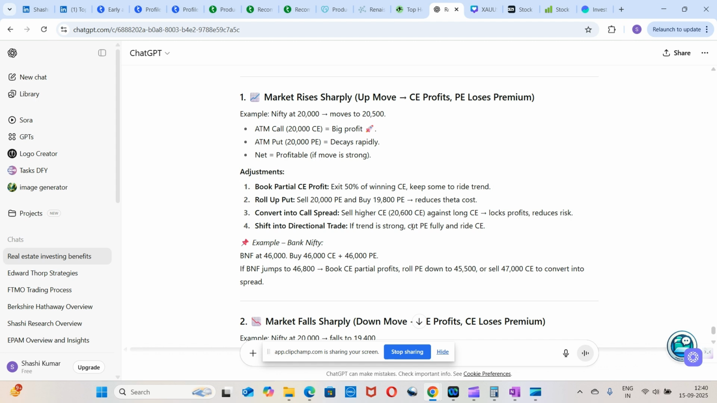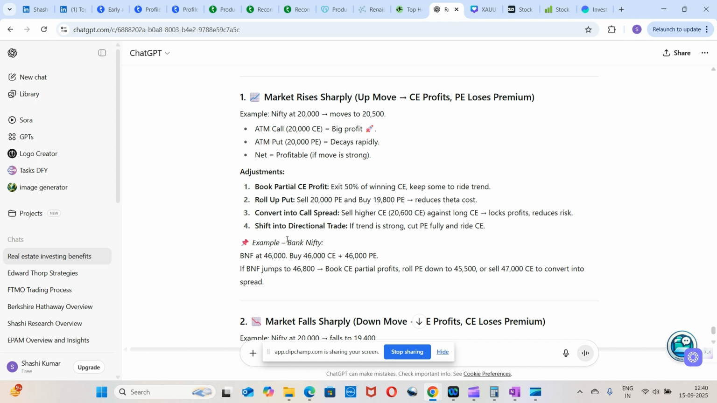Okay. This is because if you keep these two, the 20,000 C and 20,000 P, and you add this 20,500 C, then I think this becomes a call spread. Okay. And yeah, it will give you further profits if the market moves up, because there are two Cs. 20,000 C is already in profit. If the market moves to 20,500 to 30,000, then this 20,600 also will give you a profit.